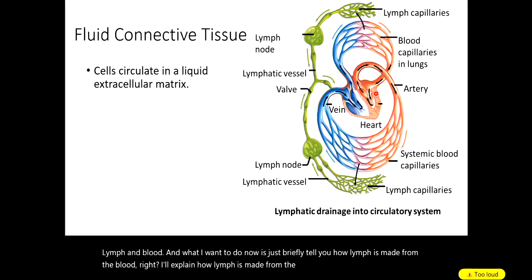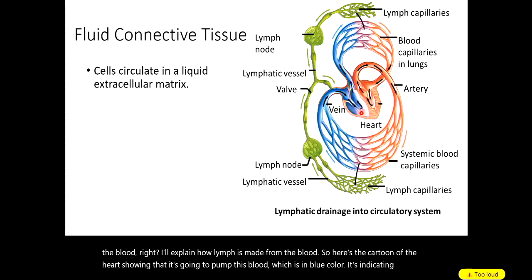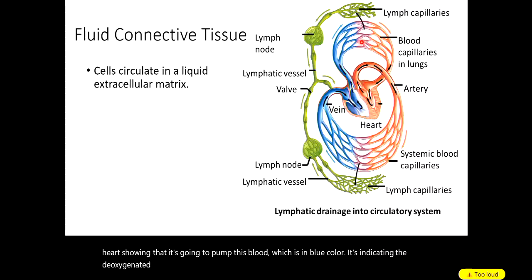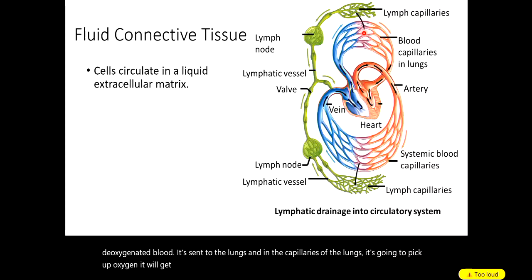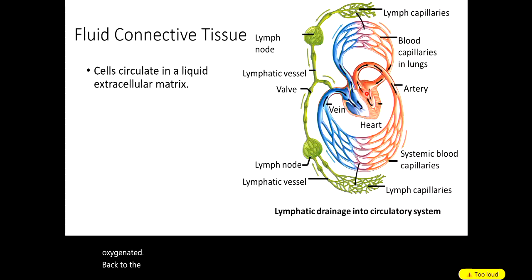So here's a cartoon of the heart, showing that it's going to pump this blood which is in blue color. It's indicating the deoxygenated blood. It's sent to the lungs, and in the capillaries of the lungs it's going to pick up oxygen. It will get oxygenated, thereby they're showing it in red color now. This oxygenated blood comes back to the heart, and from the heart it's going to be pumped to the rest of the body with pretty high pressure.